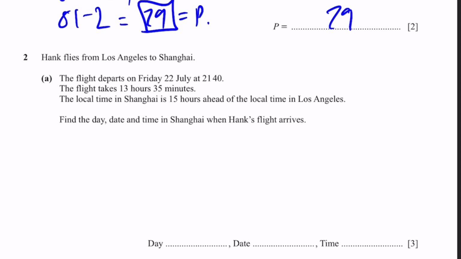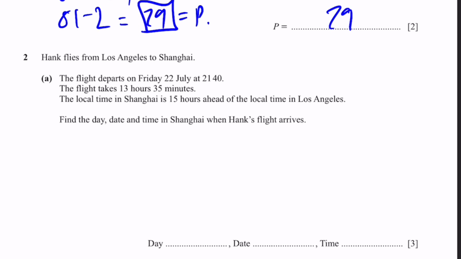Hank flies from Los Angeles to Shanghai. A. The flight departs on Friday, 22nd July at 9:40 p.m. or 21:40 hours. The flight takes 13 hours 35 minutes. The local time in Shanghai is 15 hours ahead of the local time in Los Angeles. Find the day, date, and time in Shanghai when Hank's flight arrives.